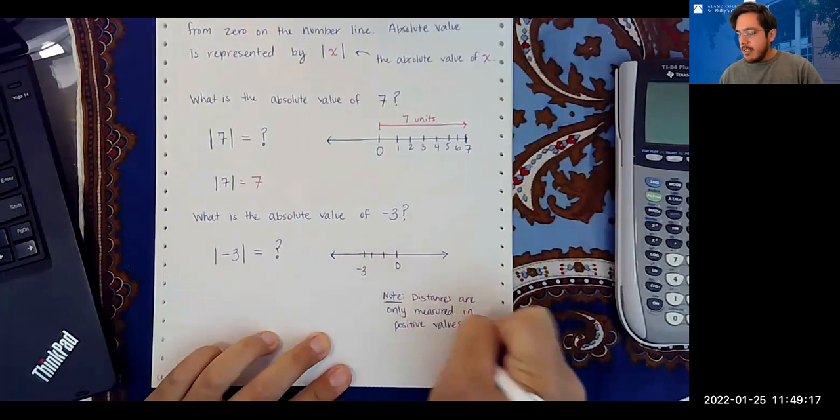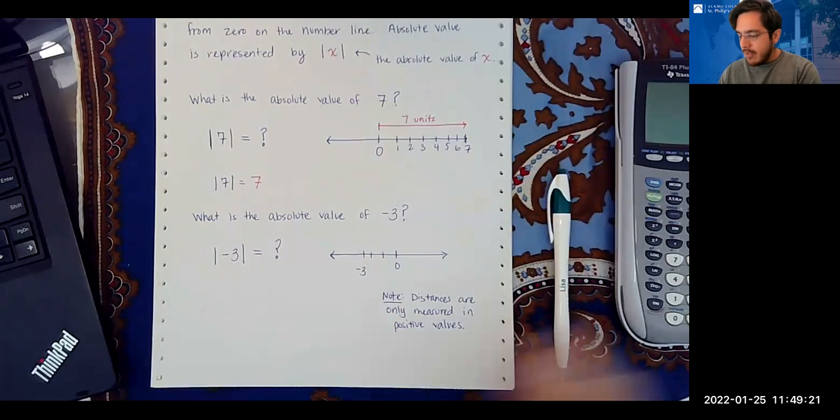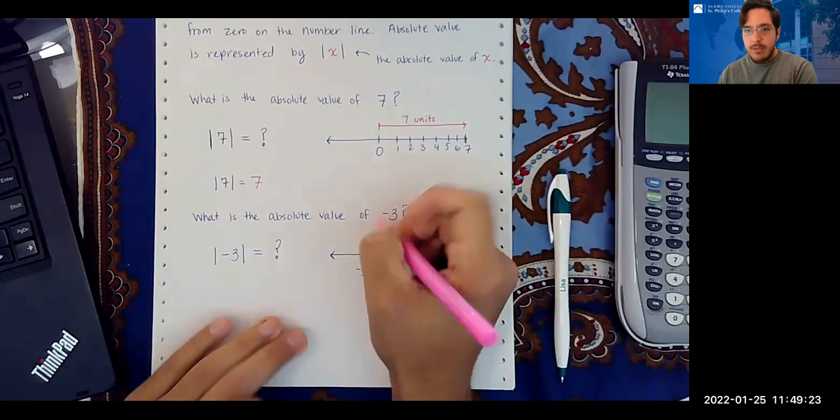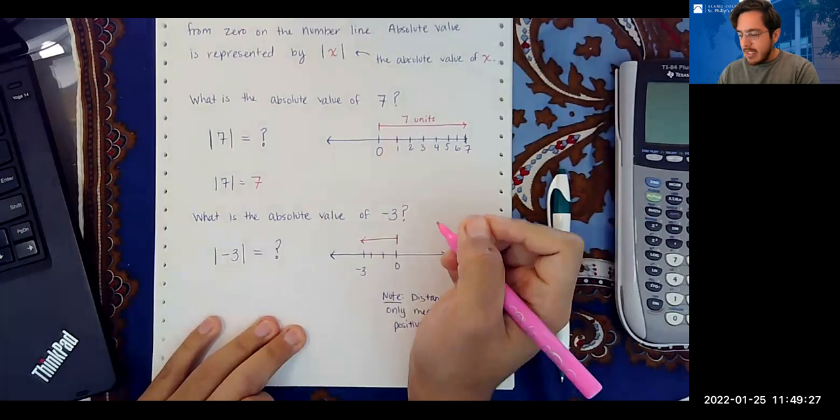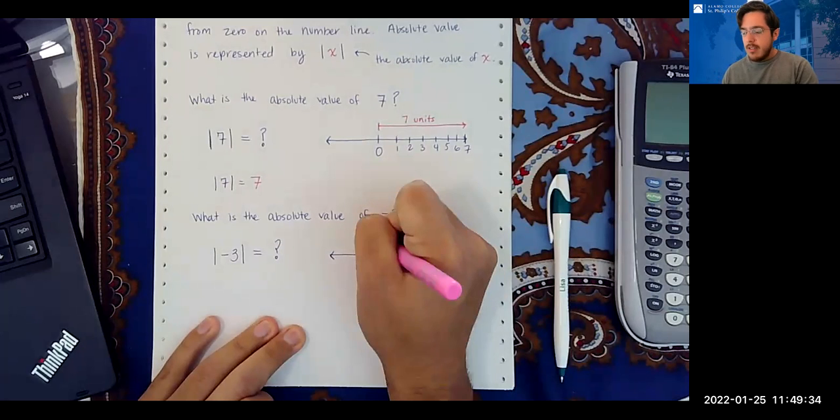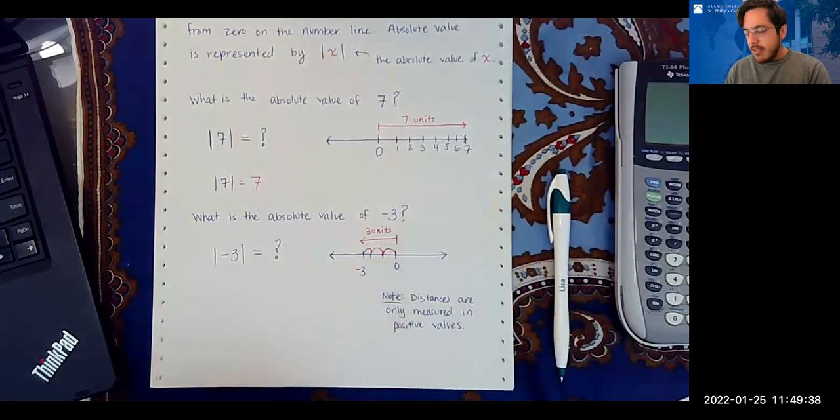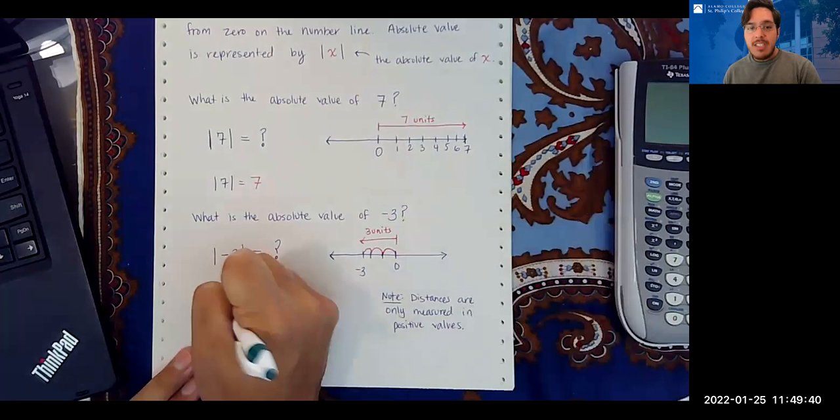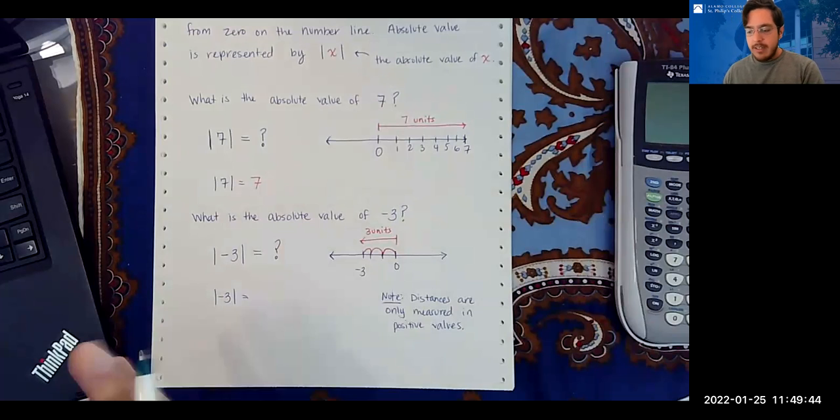So if I was to measure the distance from 0 to -3, I would just count the spaces that we skipped over. 1, 2, 3, and I would say that there are 3 units here. So the absolute value of -3 is just telling me the positive distance from 0. And that is just 3.